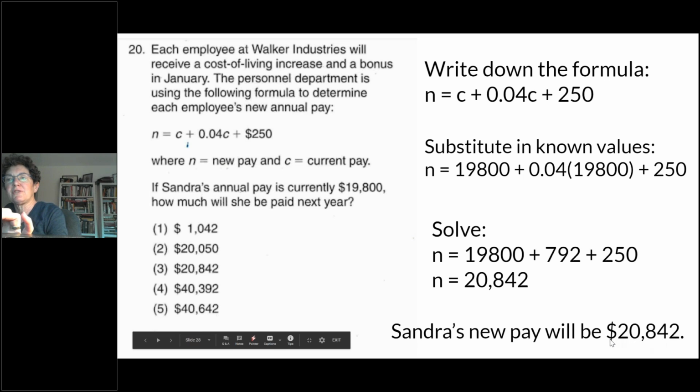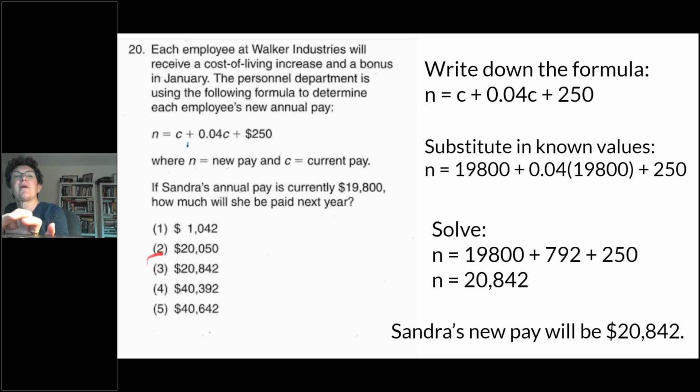So this is where we talk about using the unit. Make sure that in your answer you include the unit, which is dollars. Beautiful. And is that on one of our options? It is indeed one of our options.